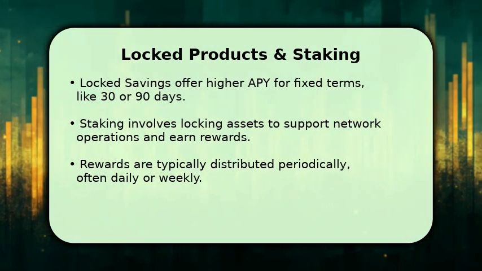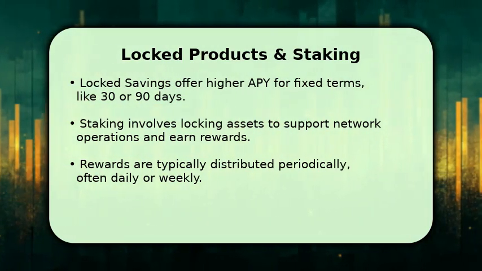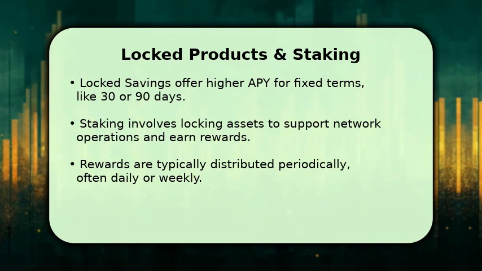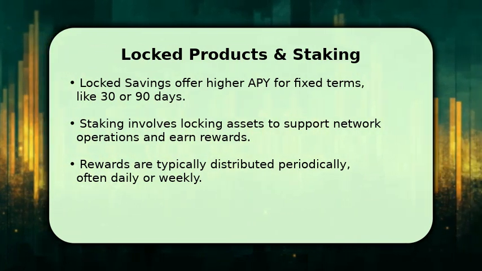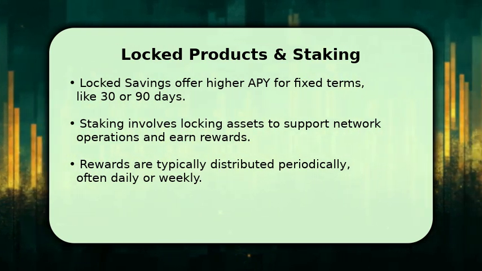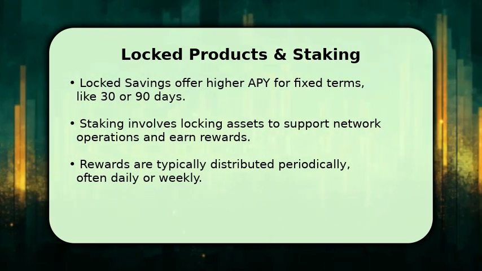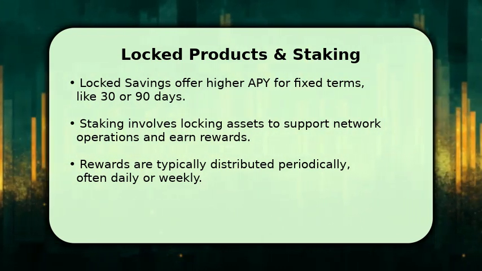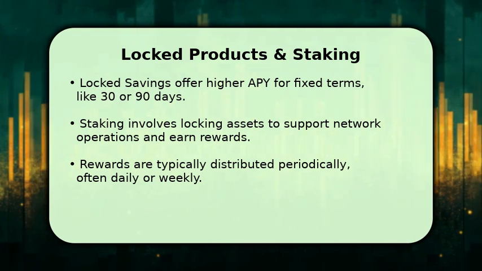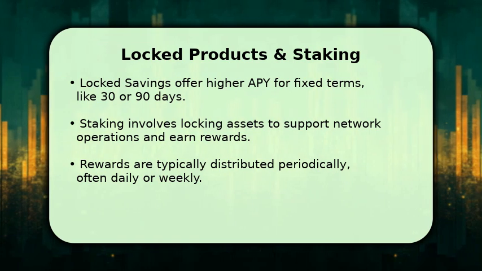Locked savings and staking products often provide higher APY because your assets are committed for a set period, such as 30, 60, or 90 days. For these, the interest is calculated based on the locked amount and the fixed APY for the entire term. Rewards are usually distributed daily or at the end of the term, depending on the specific product and cryptocurrency you choose to stake or save.